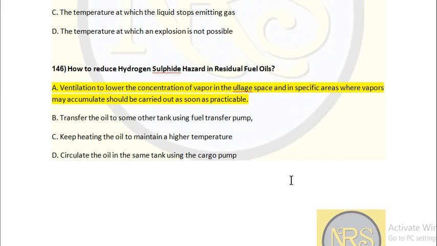Ventilation to lower the concentration of vapor in the ullage space and in specific areas where vapors may accumulate should be carried out as soon as possible. That is, removing the oxygen and also the hydrogen sulfide which is liberated by the cargo. It is removed from the tank and it will be filled with inert gas. So this is how we can reduce the hydrogen sulfide in residual fuel oil in the cargo tanks. So option A is the correct answer for question number 146.